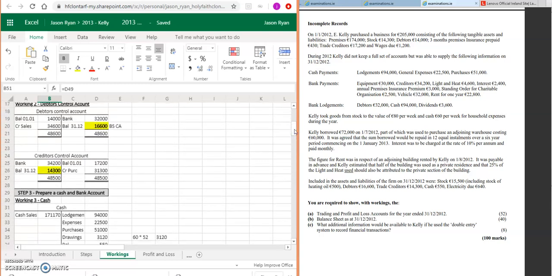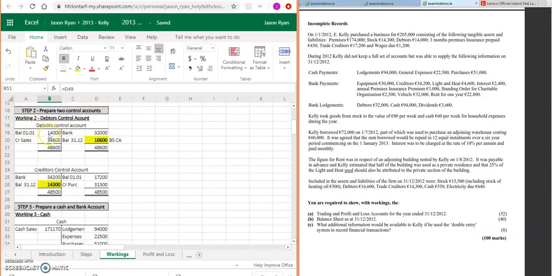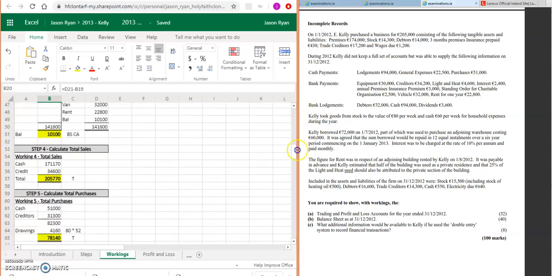And our credit sales then from step number 2, it's going to be 34,600. We just add those two together. So 171,170 for your cash, 34,600 for your credit. So your total sales, 205,770. And that goes into your trading.